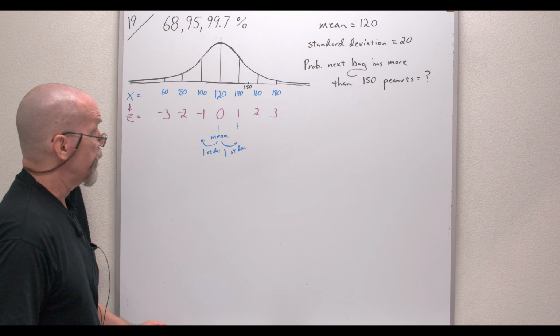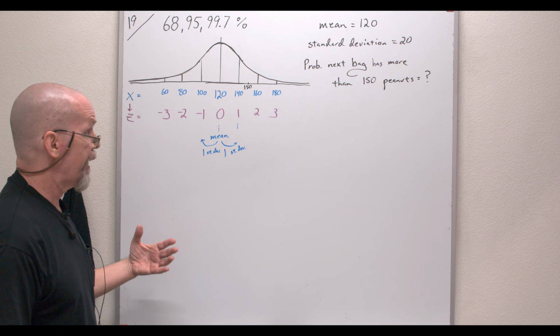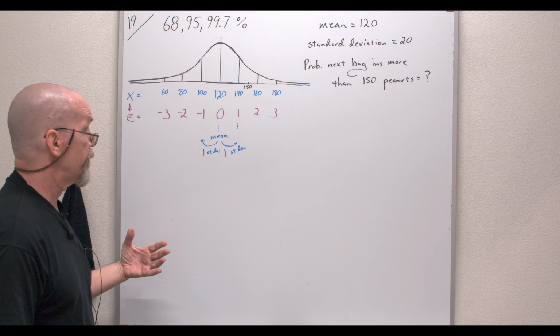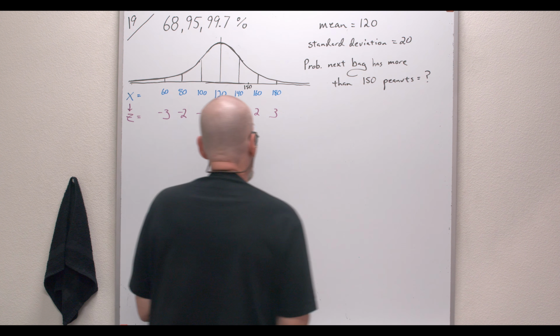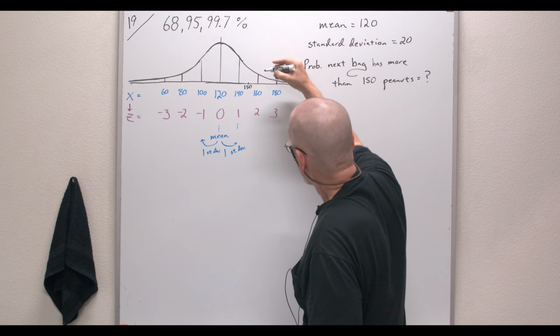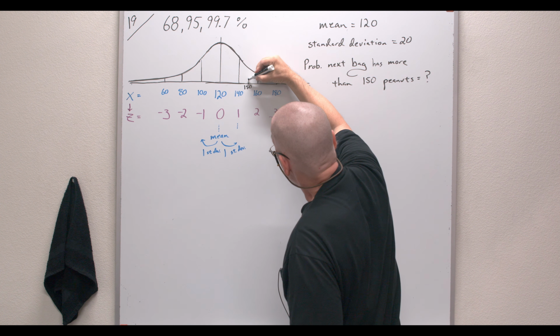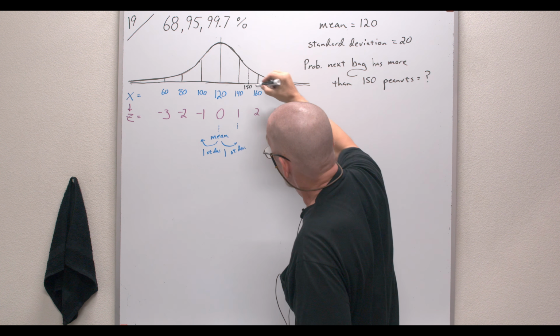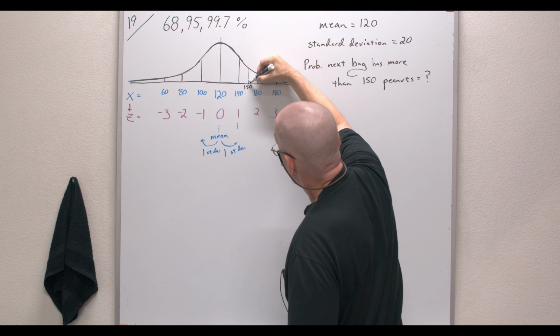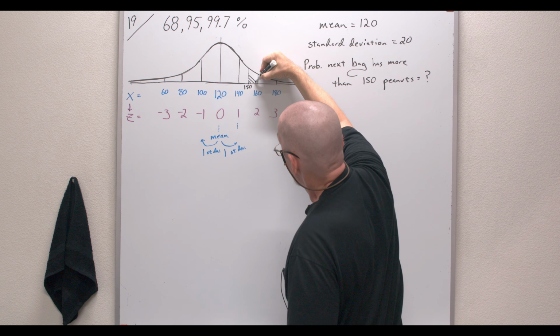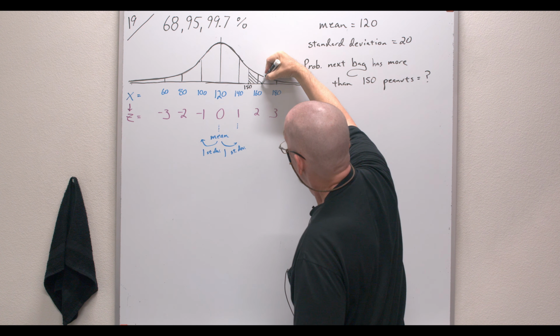Anyway, what they asked you for was the probability that the next bag has more than 150 peanuts. So if I look up here and locate that, 150 peanuts is right there, right in between the 140 and the 160. So I'm looking for this shaded area, like in some of the previous questions.